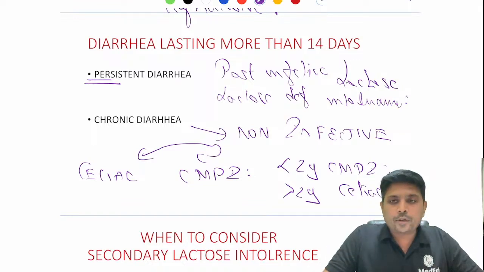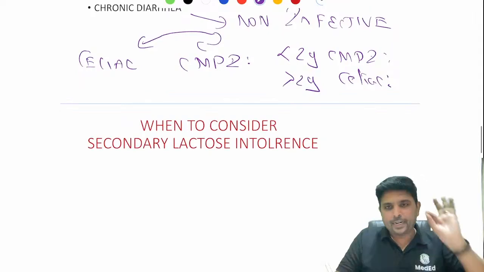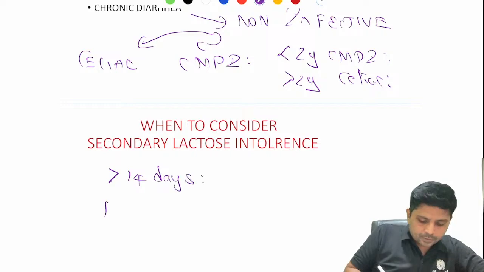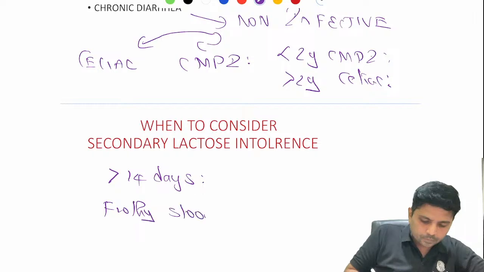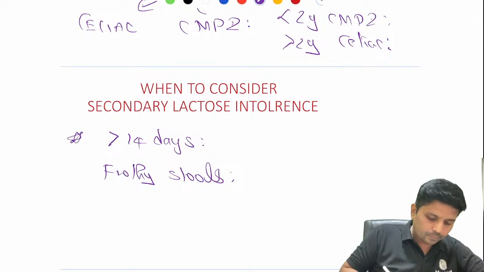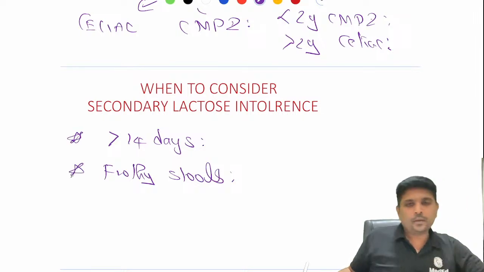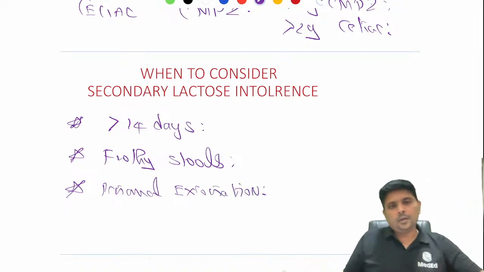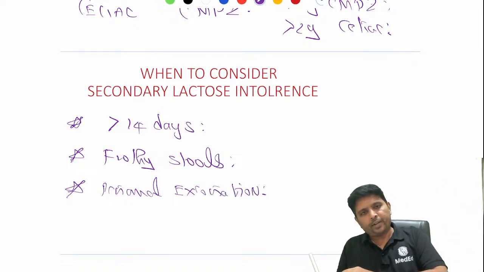Okay, less than 2 years, more than 2 years. When to consider secondary lactose intolerance? When diarrhea lasts for more than 14 days, with frothy stools and perianal excoriation. More than 14 days, frothy stools, perianal excoriation.